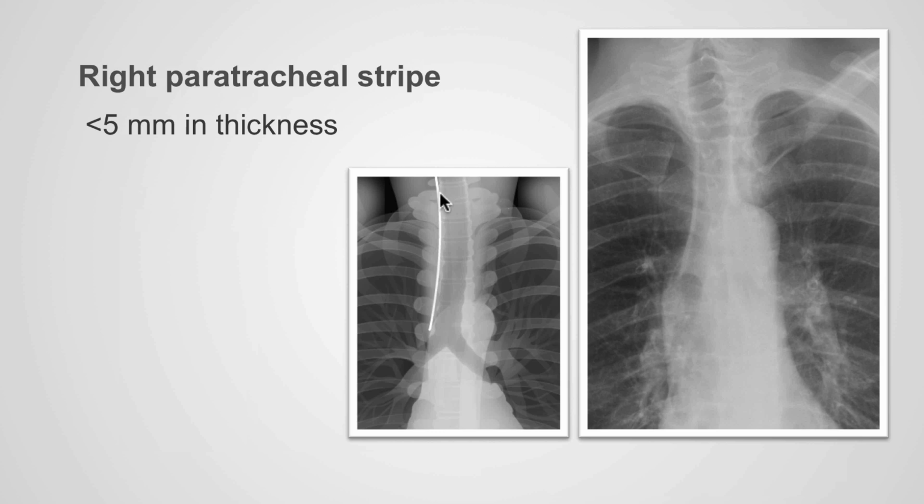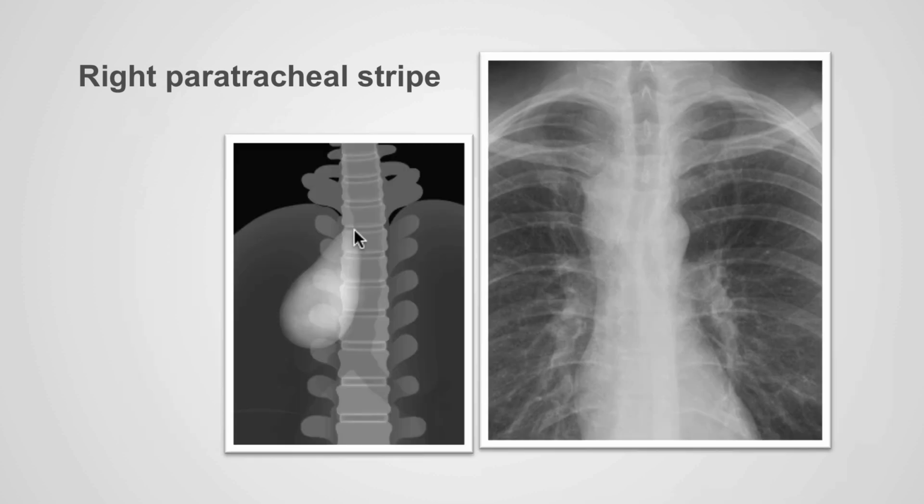This stripe represents the soft tissues lying adjacent to the right lateral border of the trachea and should measure less than 5 millimeters in diameter. On this representative chest X-ray, we can identify the trachea and we can identify this band of whiteness which represents the right paratracheal stripe. Once again, this should be less than 5 millimeters in diameter. The widening of the right paratracheal stripe is one of the most useful indicators of adenopathy in the mediastinum.